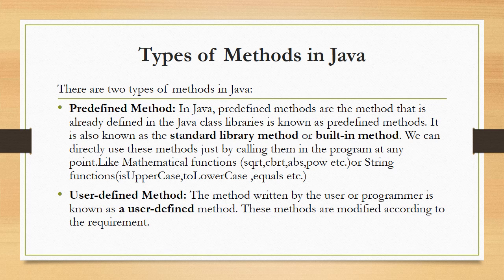Whenever we write pow, that means we want to get the power of the number. Similarly, we have some inbuilt string functions like isUpperCase, toLowerCase, equals, and we have many more. So these are the predefined ones, which are available in the Java library. But if we wish to define a method of our own, then we have user defined methods. So the method written by the user or programmer is known as a user defined method, and these can be modified according to the requirement.